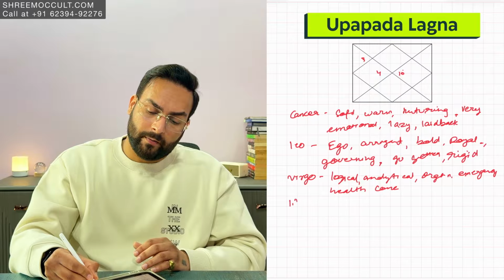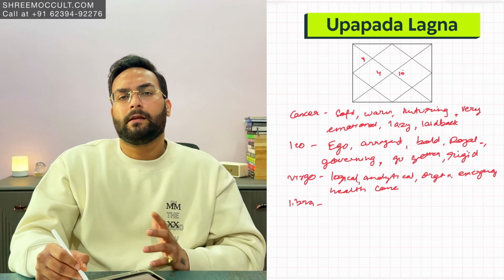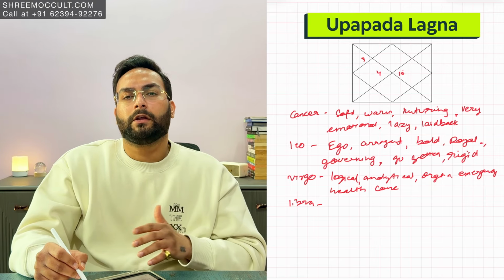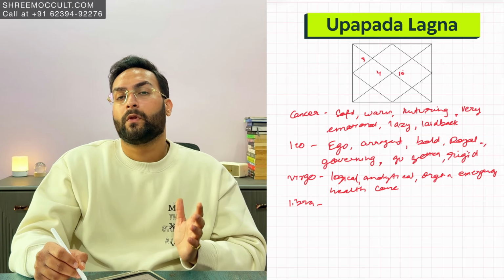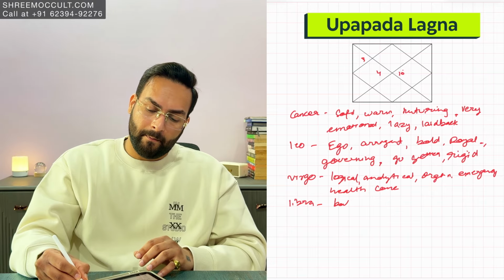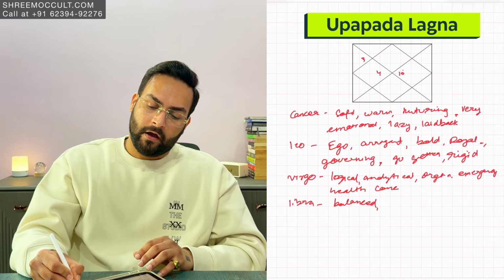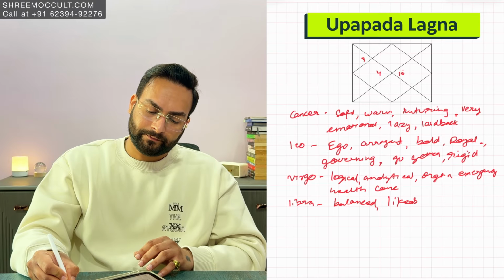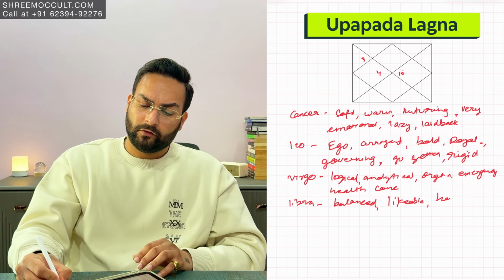Then let's talk about Libra. Libra in itself is a very good sign, so all the good attributes are going to come to your partner. Your partner is going to be a very balanced, very likable person. So a balanced personality, a very likable person, very humble also.